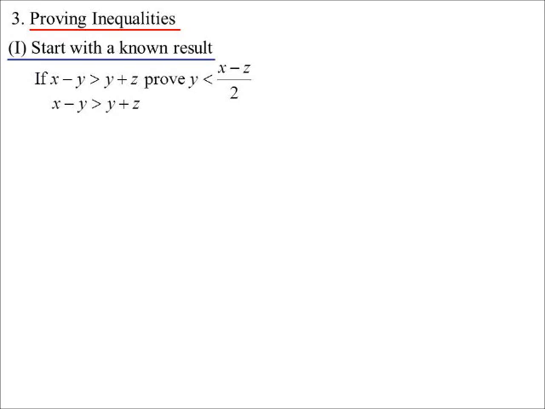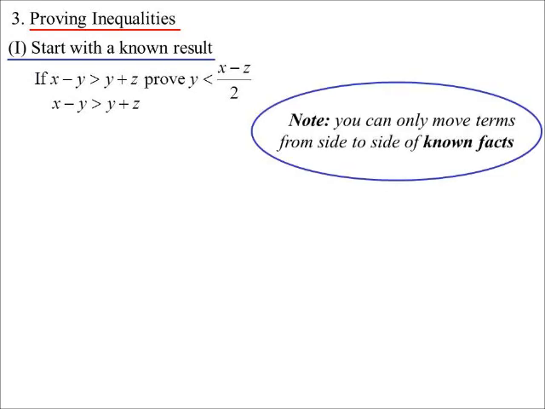So I'm going to start with the known result. They told me x minus y is greater than y plus z. Now, because this is a fact, I can manipulate it because it's a known result. So really this one just involves making y the subject. So as I say there, you can only move terms side to side when you're doing a proof if it's a known fact.